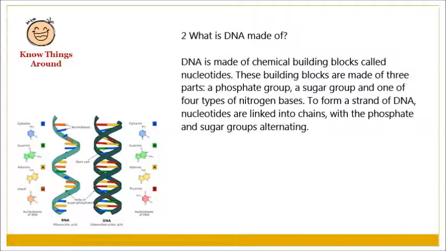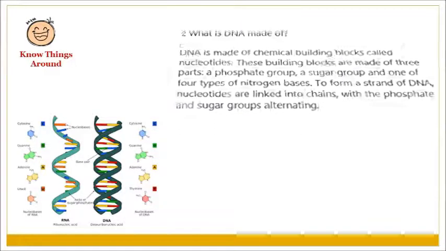What is DNA made of? DNA is made of chemical building blocks called nucleotides. These building blocks are made of three parts: a phosphate group, a sugar group, and one of four types of nitrogen bases. To form a strand of DNA, nucleotides are linked into chains with the phosphate and sugar groups alternating.